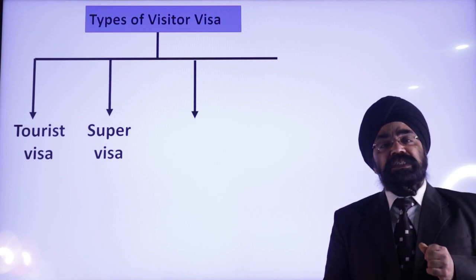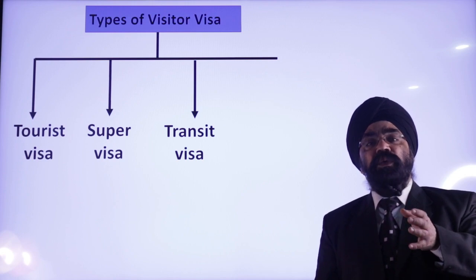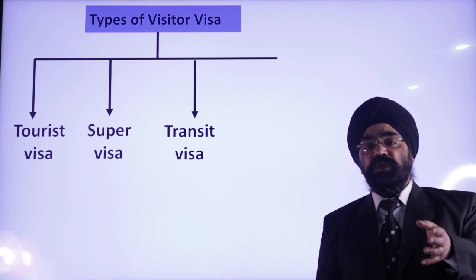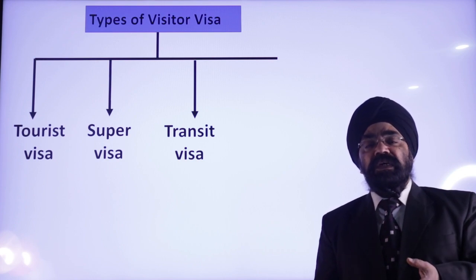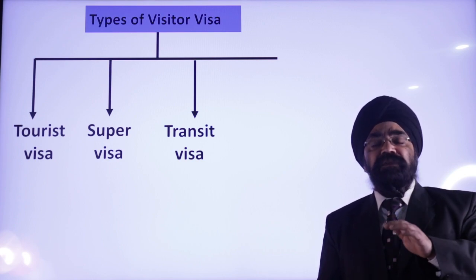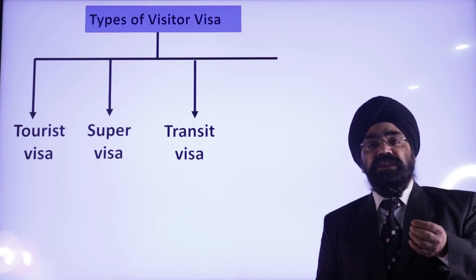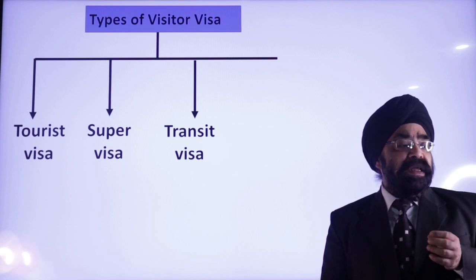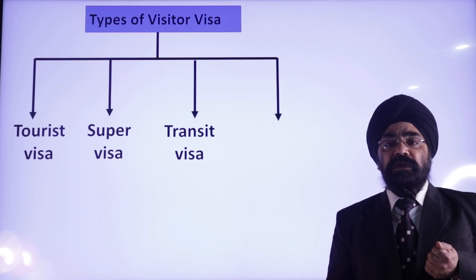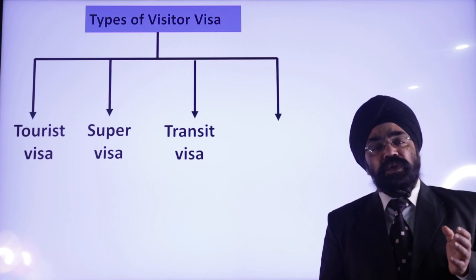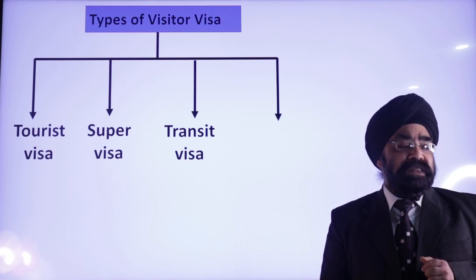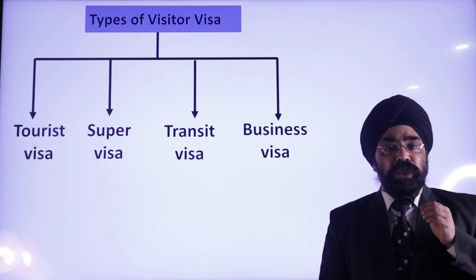There could be a transit visa. Suppose you are coming to Canada, but you are taking another plane or just halt here for say a few hours, but still you need a visa. Even if you are not moving outside the airport, still you need a visa, that is called a transit visa. And again, you could be a business visitor on a business visa. These are all various types of visitor visas. Now let us look at the tourist visa first. So super visa I have already mentioned. Transit visa is easy to understand. Business visa I have told you is for business visitors. So the only thing remaining is tourist visa.